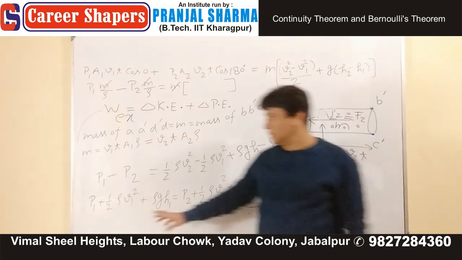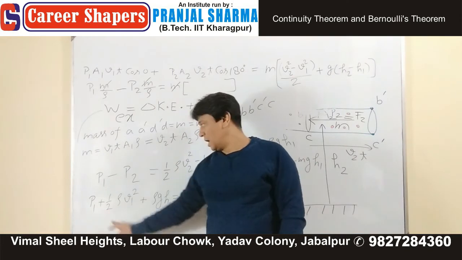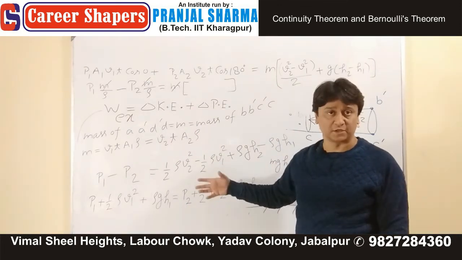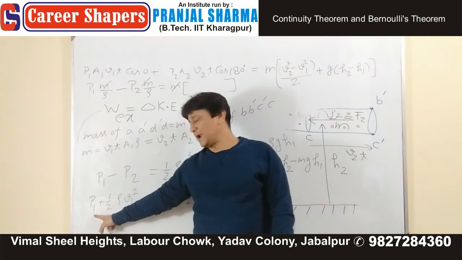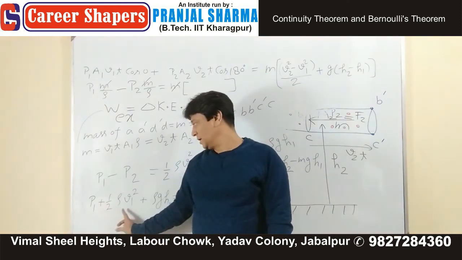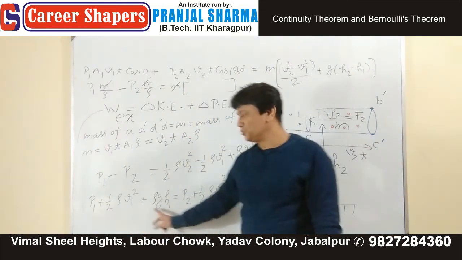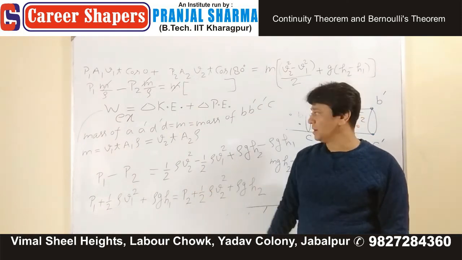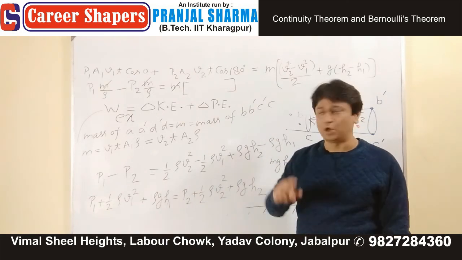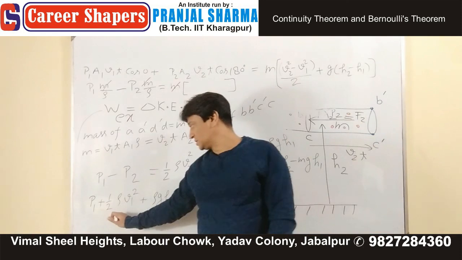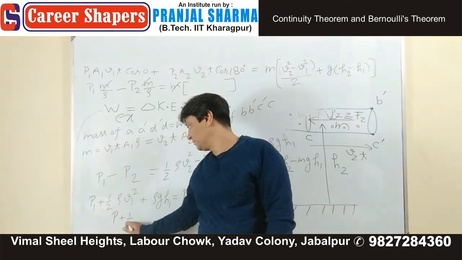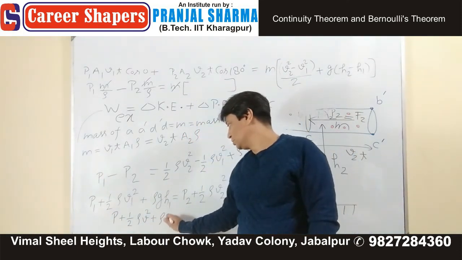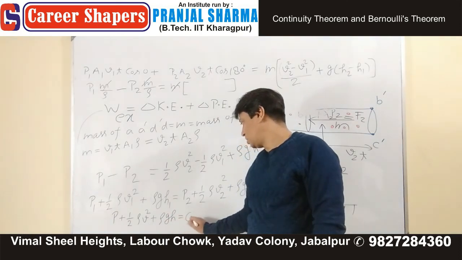What is the statement? Sum of pressure, half rho V1 square and rho G H1. The sum of these three things, which are called pressure head, kinetic head, potential head, for an incompressible non-viscous liquid is everywhere constant. That is P plus half rho V square plus rho GH is a constant.